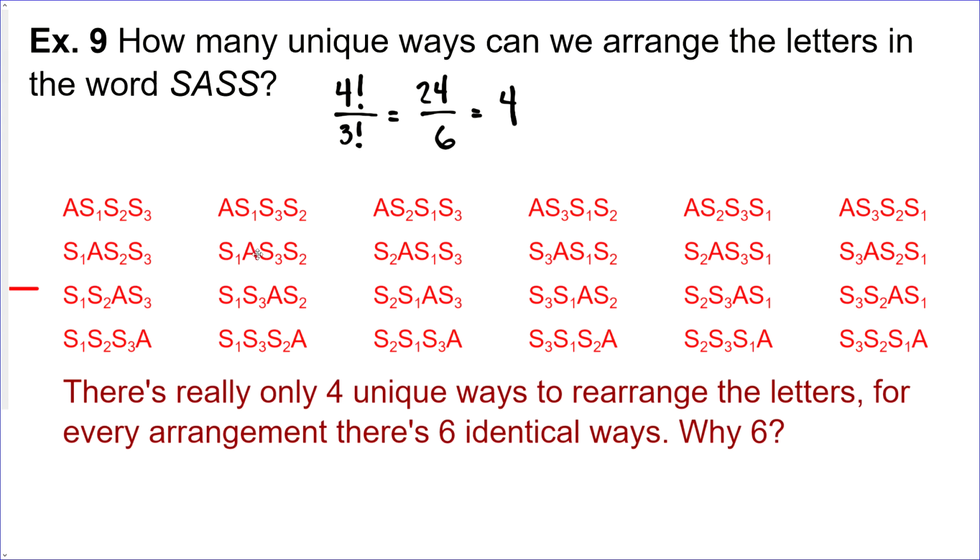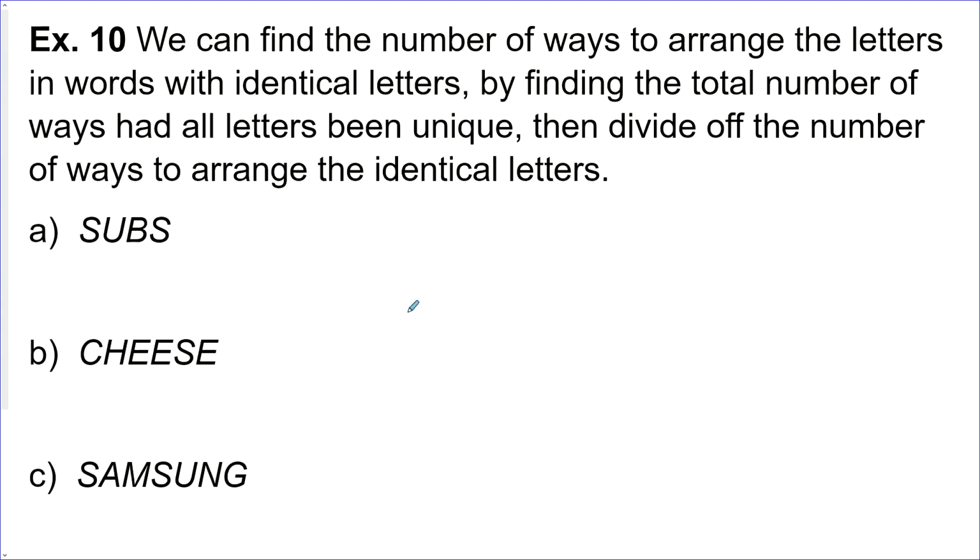And each time we do that, there are 6 ways to arrange the S's. So we've got 24 ways total, but we're going to divide it by 6 and just get 4 unique ways. Let's try these examples here. These are words where they have a repeating letter.